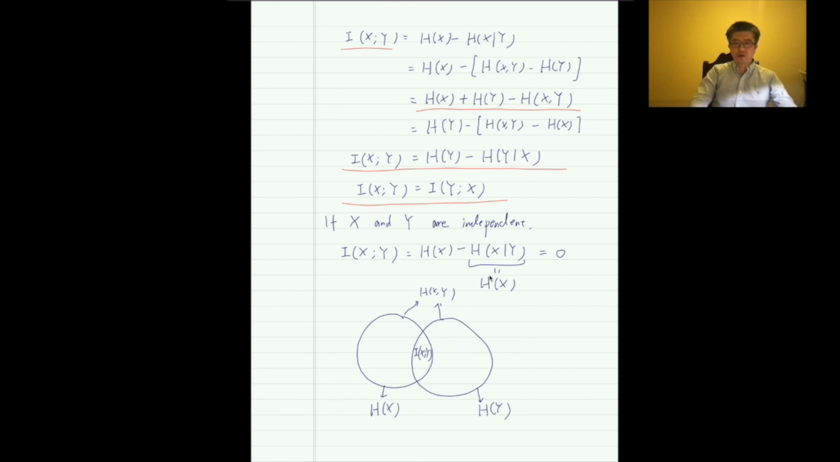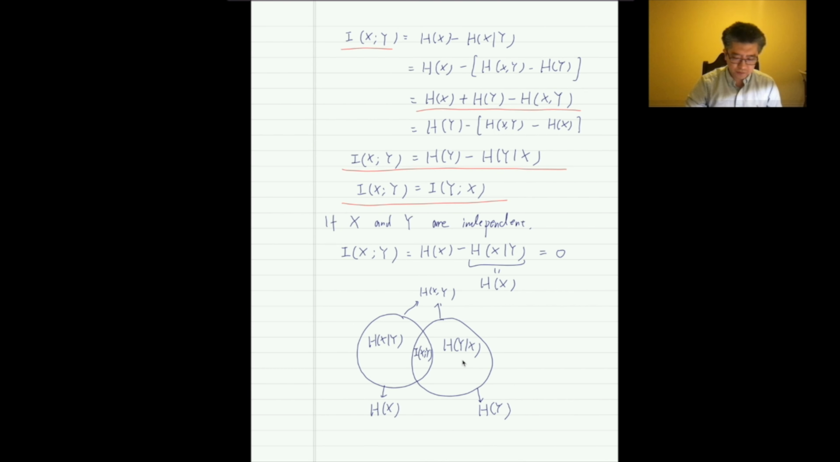And also you can see that, what is this part, without this? This part is nothing but H(X given Y), because the mutual information is H(X) minus this. Therefore, this part is nothing but H(Y given X). You can use this Venn diagram to represent almost all the quantities that we have learned so far. Very good.